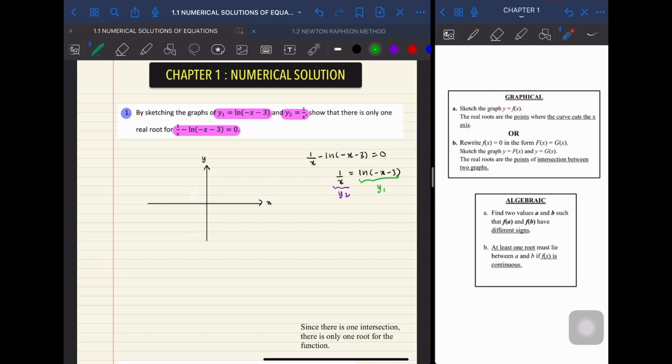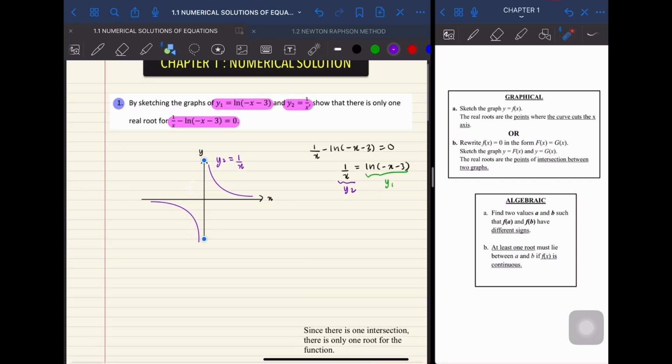For y2, we have a reciprocal function, or rational function. This is a very basic function, so you must remember how to draw it. So this is the graph. You have a vertical and horizontal asymptote, which are the y and x axes, so it cannot touch the axes. So this is your reciprocal graph.